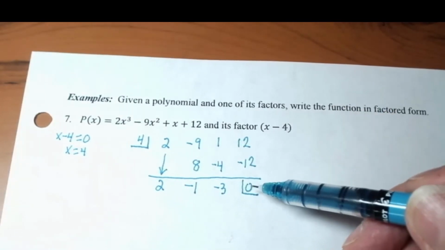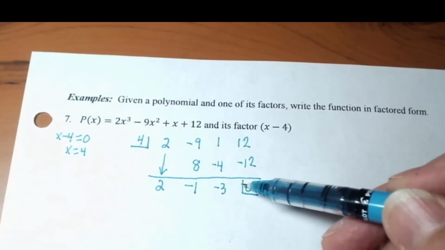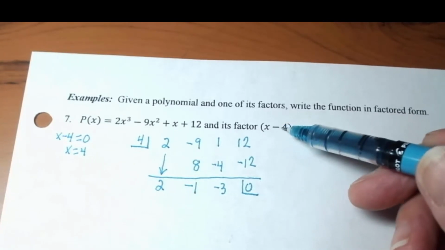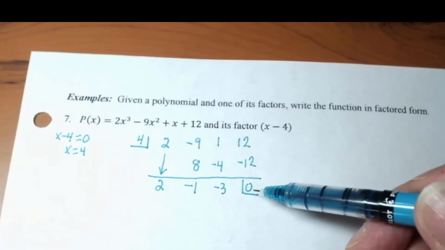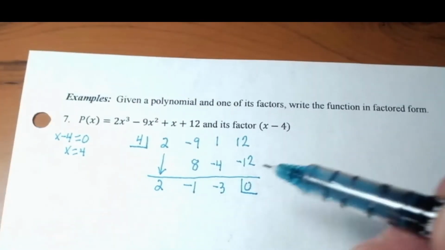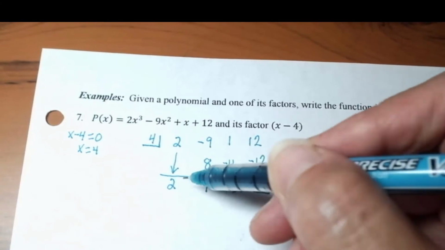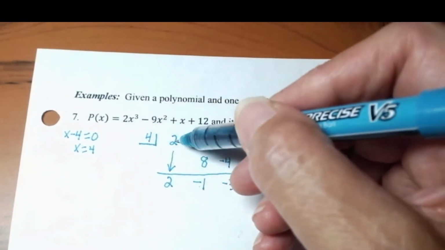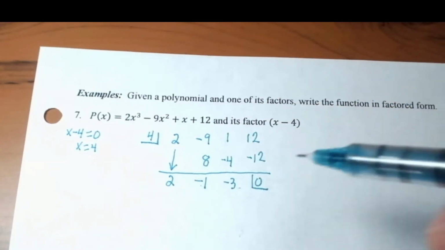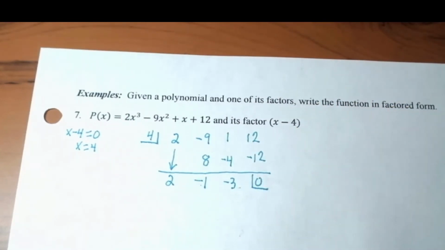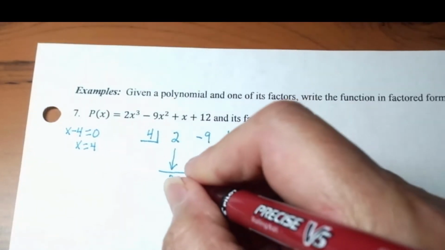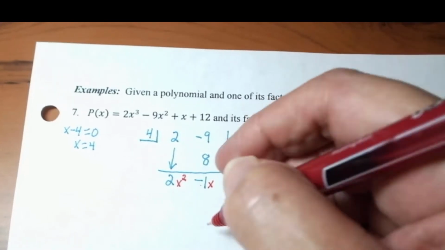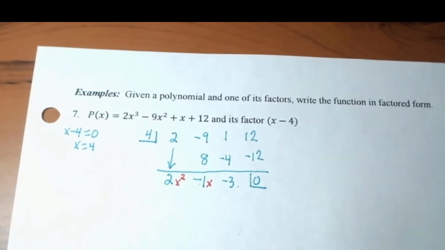This is good news because this last number is always the remainder when we do division. Having a 0 remainder means that x minus 4 is a factor, so we expected that 0. Now this is a quadratic, and these are the coefficients. You go down one degree. Since p was x to the third, this is going to be 2x squared, and then minus 1x minus 3. So this is our new polynomial that we have to factor.